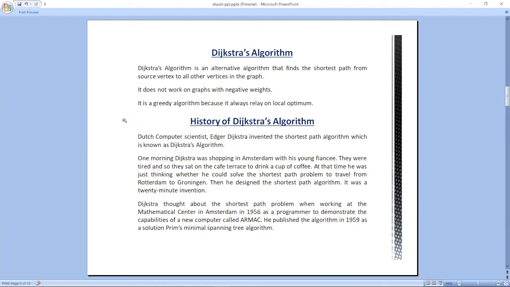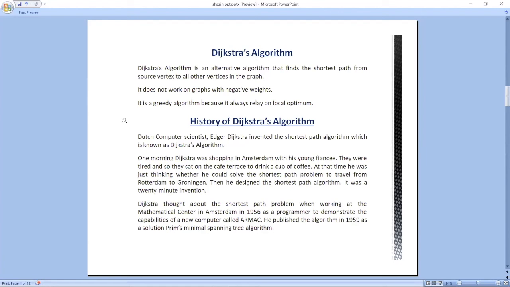One morning, Dijkstra was shopping in Amsterdam with his young fiancée. They were tired, and so they sat on the cafe terrace to drink a cup of tea. At that time, he was just thinking whether he could solve the shortest path problem to travel from Rotterdam to Groningen. Then he designed the shortest path algorithm. It was a 20-minute invention.